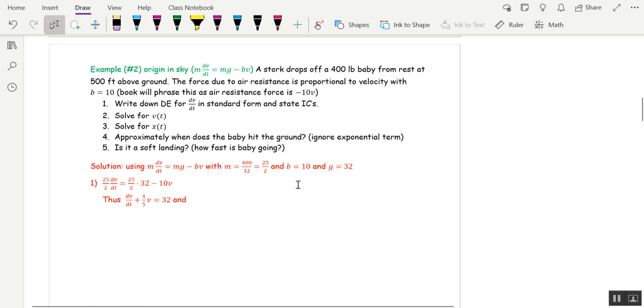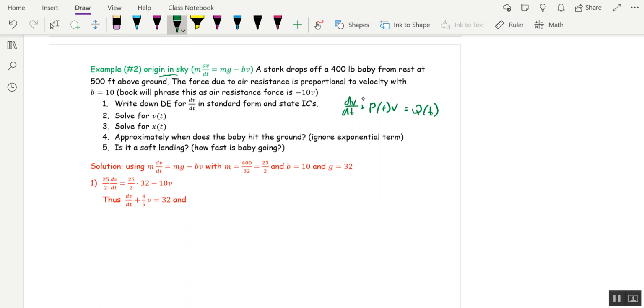So we've got a stork that drops off a 400-pound baby from rest at 500 feet above ground, and we're going to let the origin be where the stork drops the baby from in the sky. Force due to air resistance gives us B equal 10, and the book will phrase that as the air resistance force is negative 10V. That's a little confusing with the sign, so I just say B equals 10. Step 1, write down a differential equation for dv/dt in standard form and state the initial conditions. So standard form is dv/dt plus p(t) v equals q(t).